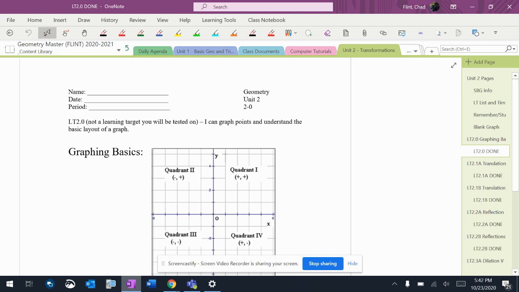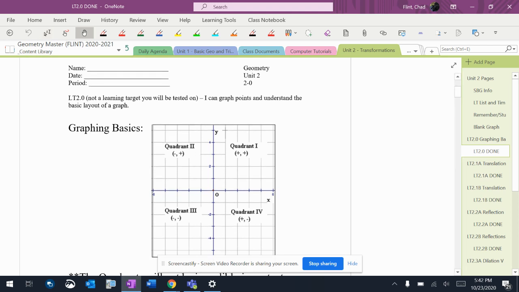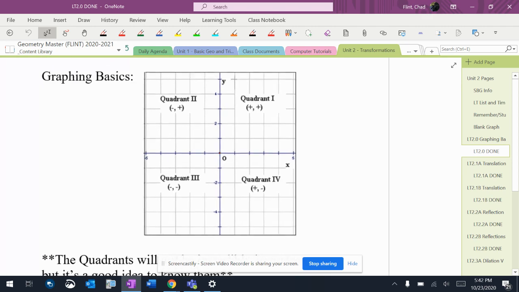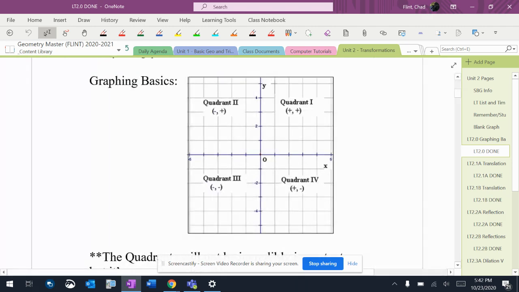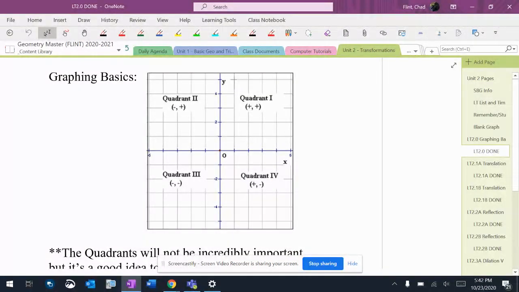Okay, so we're going to do some graphing this unit, which is going to require us to make sure that we understand some real basics about graphing to start with. So there's quadrants on the graph. They start in the top right corner and then they work their way around counterclockwise for whatever reason. And the quadrants are 1, 2, 3, and 4.